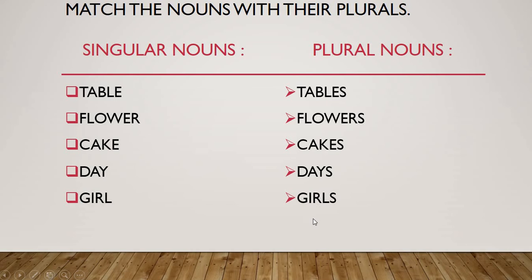So I'll repeat the answers a second time. Please write it down quickly if you have left to write it down. Tables, flowers, cakes, days, and girls. So I hope that you have matched this. So now the concept of making the plural form from the singular just by adding s is over. There was nothing hard, nothing complicated here, but that is not the end.